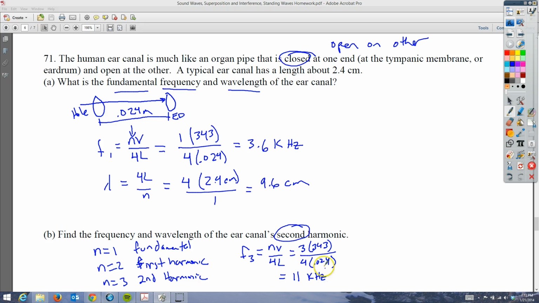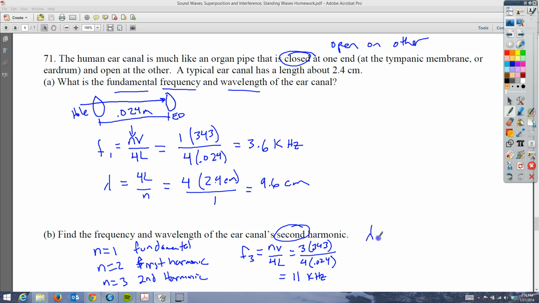So 11 kilohertz. If we take the 3.6 that we originally had and we just multiply that times 3, you'll notice that we'll get approximately the same answer. So that's really what you could do here. That'd be a little bit quicker on the AP test.